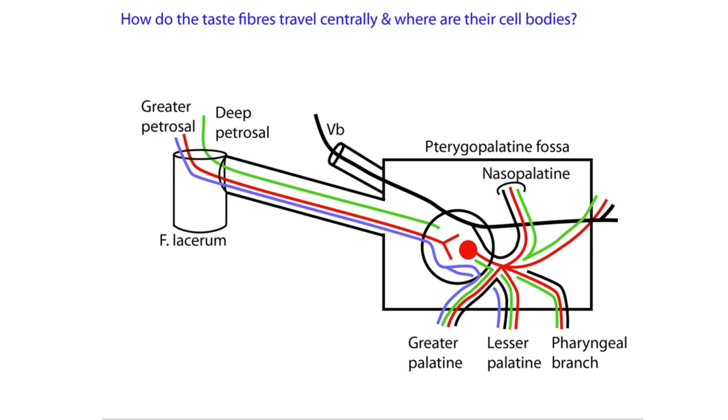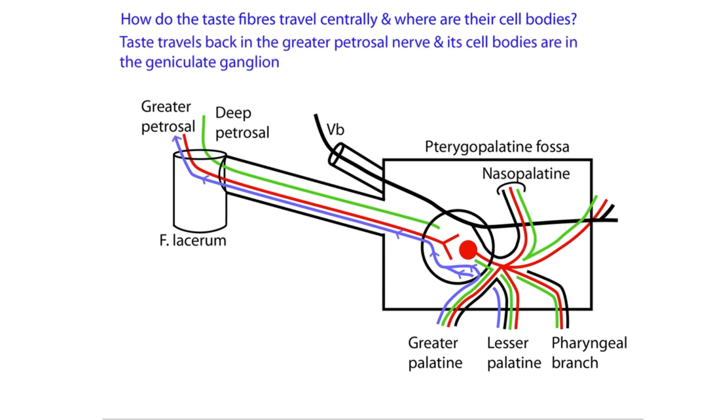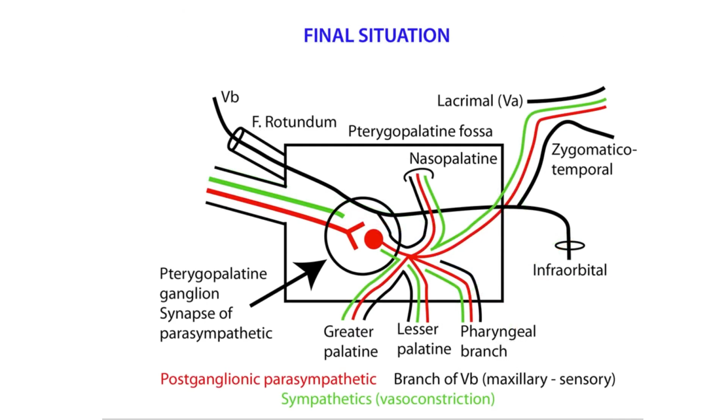So we can ask ourselves, how do these taste fibres travel centrally, and where are the cell bodies? Well, they're travelling back with the greater petrosal nerve, and their cell bodies are in the geniculate ganglion, just as they were for the chorda tympani. So here is the final situation in the pterygopalatine fossa. We've omitted taste for convenience, but we can see how each of the branches of the pterygopalatine ganglion each contain the parasympathetic secretomotor, the sensory, a branch of 5B in this case, and also the small sympathetic for vasoconstriction in each branch.